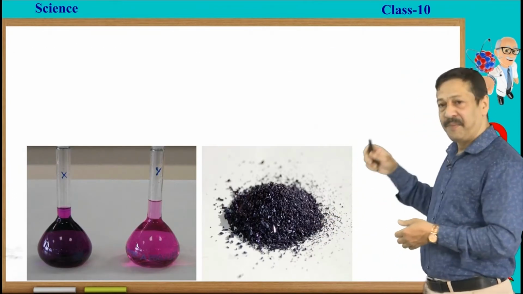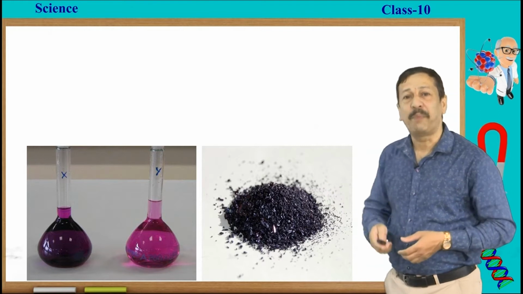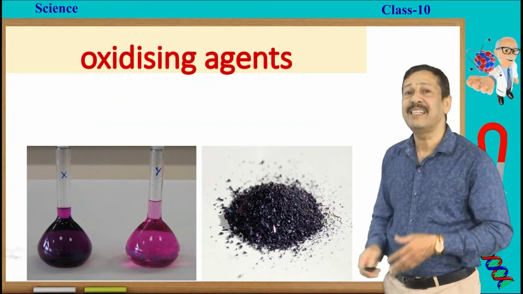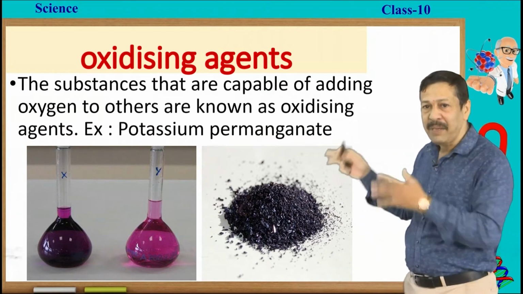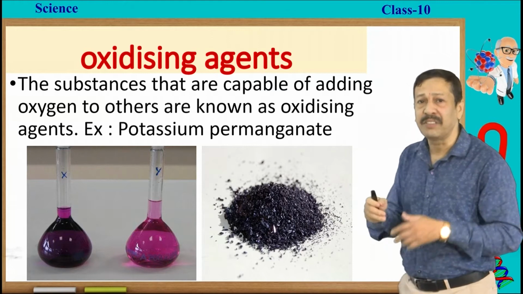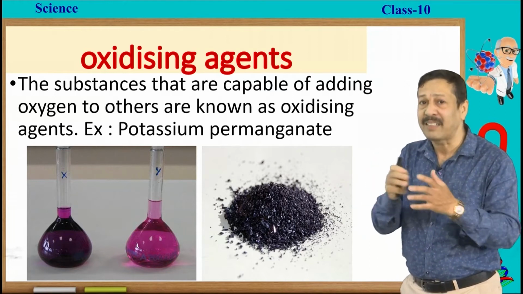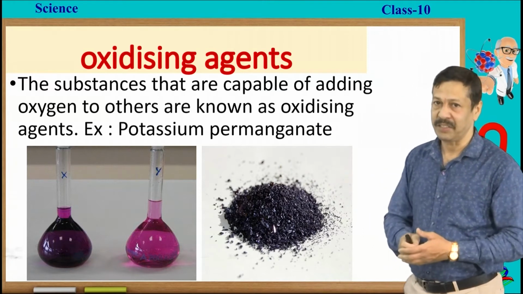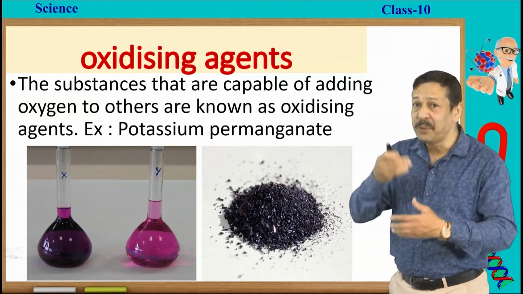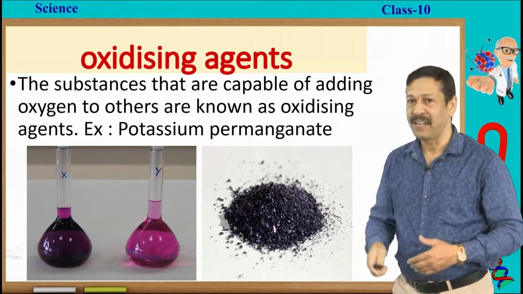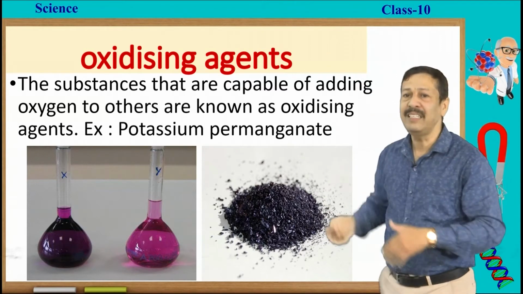What is this? This is potassium permanganate crystals. These are called oxidizing agents. The chemical substances which are capable of adding oxygen to a reactant are called oxidizing agents. What happens to them? They are reduced, but they oxidize the other substance, hence they are called oxidizing agents.